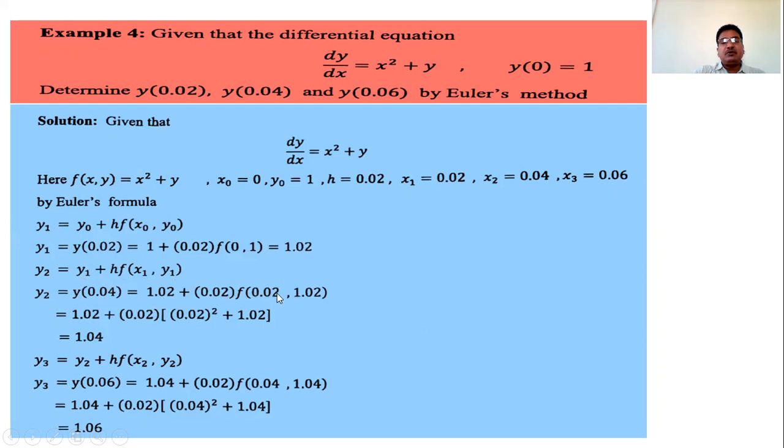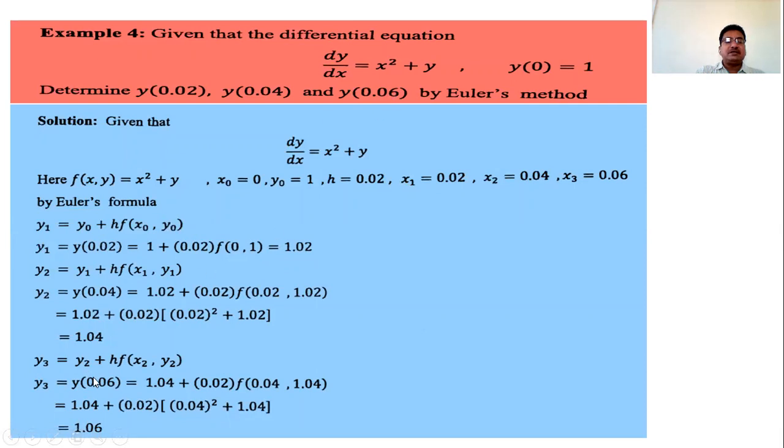That is, f(x1, y1) is f(0.02, 1.02). So these are the values of x1 and y1: 0.02, and y1 is 1.02. And then f(x, y) is x square plus y. That is, f of this quantity is the square of this 0.02 plus this 1.02. And then we have the answer 1.04. This is y2, which means this is y at 0.04. That is the answer of this question.